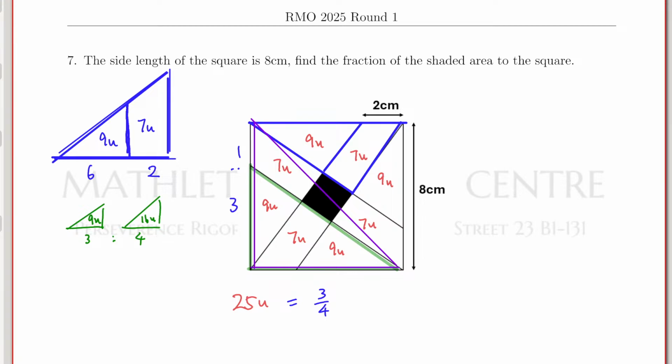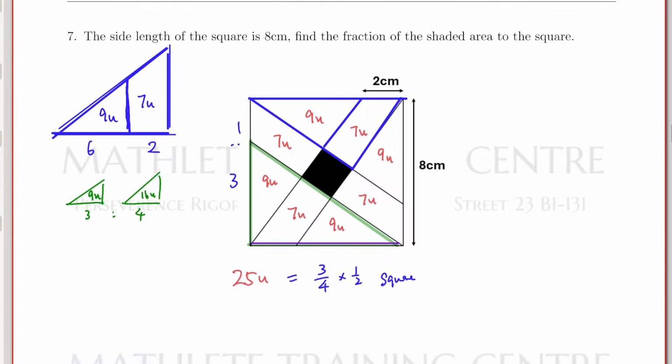Okay, let me continue. It will be 3 over 4 times of half of the square. So 3 over 4 times half of the square. What does that mean? It means that the square itself will be 8 over 3 times of 25 units. That's equal to 200 over 3 units.